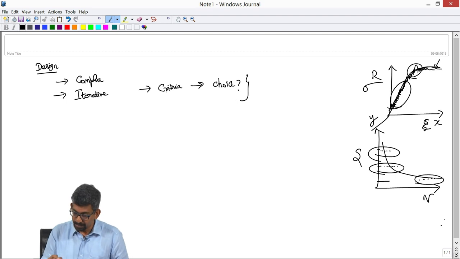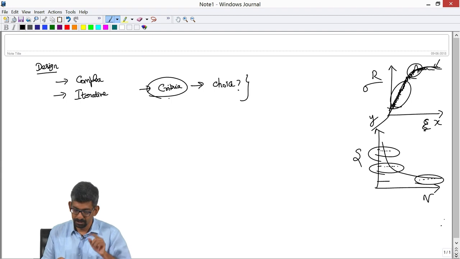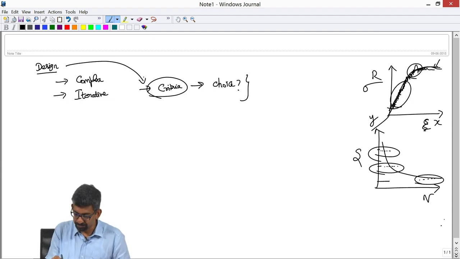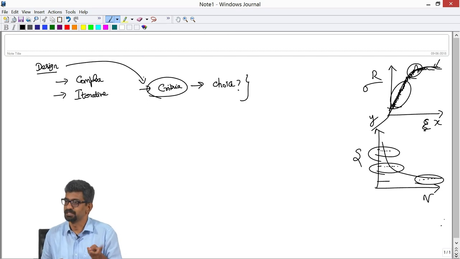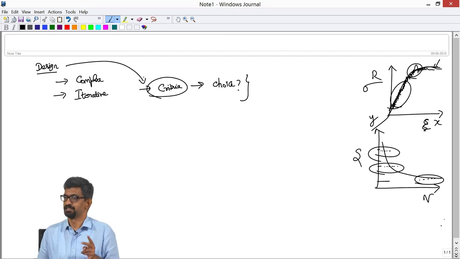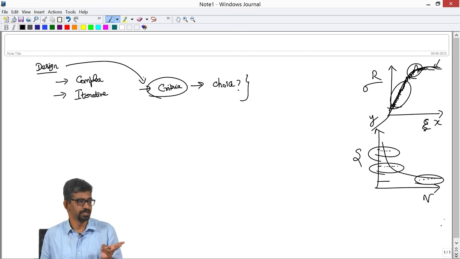But coming back to the criteria, if you look at it from a design perspective, one basic question that people usually ask is, what is the difference between design and analysis? Is there a difference at all? The very fact that you have two different words tells you that they are different. What is the difference between design and analysis?